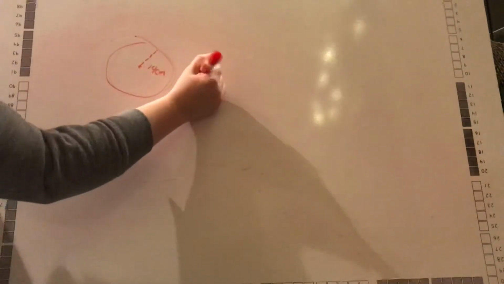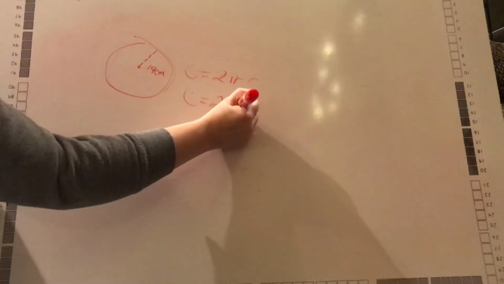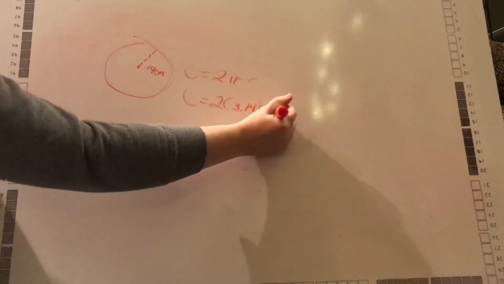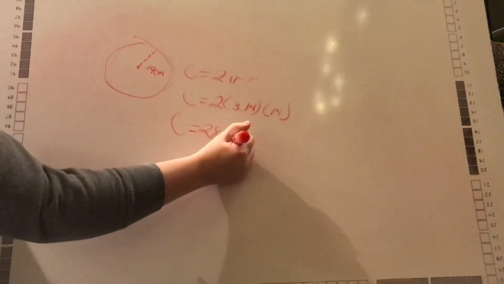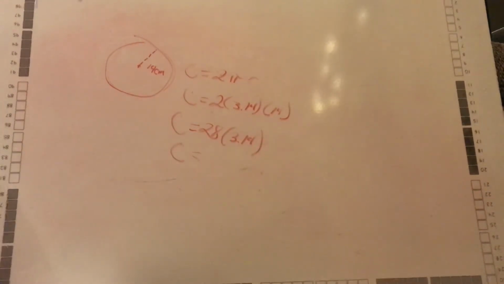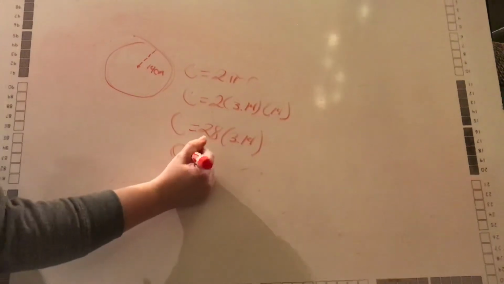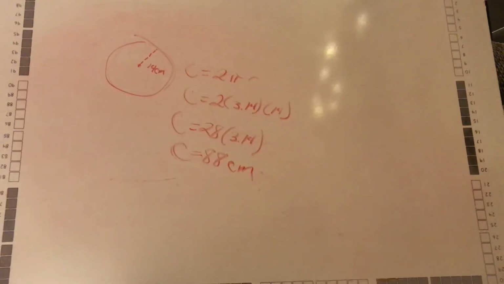So we're going to use C equals 2 pi r. So C equals 2 times 3.14 times 14. So C equals 28 times 3.14. C equals, according to this, 88. Oops. And that is centimeters, 88 centimeters. So the circumference of a 14 centimeter radius circle is approximately 88 centimeters. Okay.